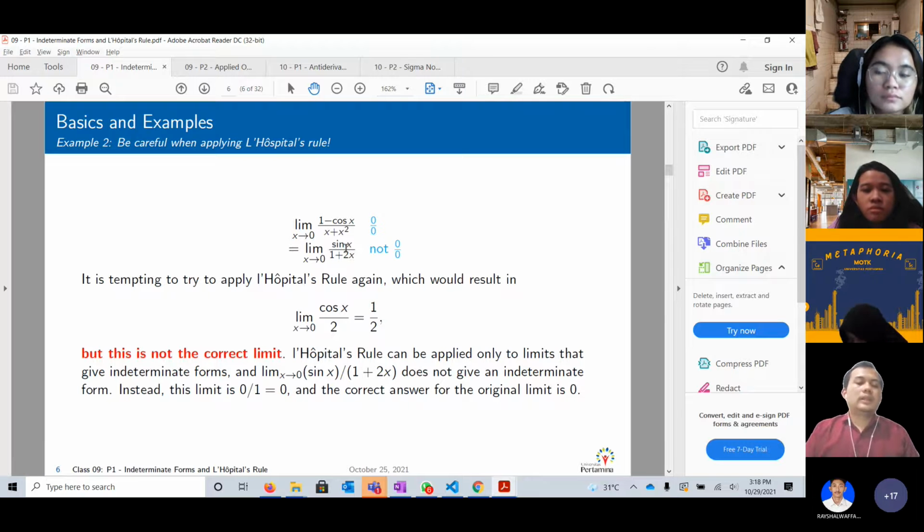And, well, it's true that in this case it is very tempting to try to apply L'Hopital's rule again.